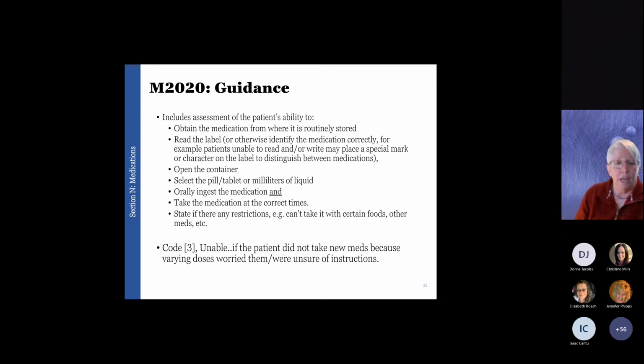Code 3, the unable option, is for if the patient did not take any new meds because varying doses worried them or they were unsure of instructions. That kind of person would fit into that code 3 as well. So until education is done or plans can be put in place to get this person out of a 3, score them as that 3. Let them stay down there in that dependent zone.